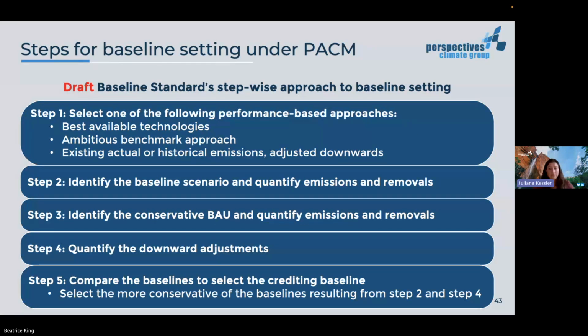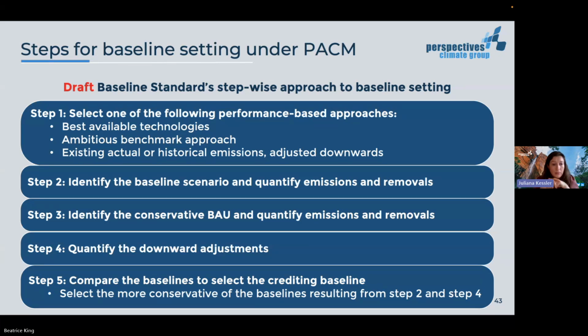Here you see the steps from the last draft that the methodological expert panel, so that's basically the body that does the technical work and forwards this to the supervisory body. And this is the last draft from the beginning of this year that was discussed by the supervisory body. What it foresees is that the first step would be, select one of the following performance-based approaches. Either a best available technology approach or an ambitious benchmark approach or an existing actual or historical emissions approach that you then need to adjust downwards.